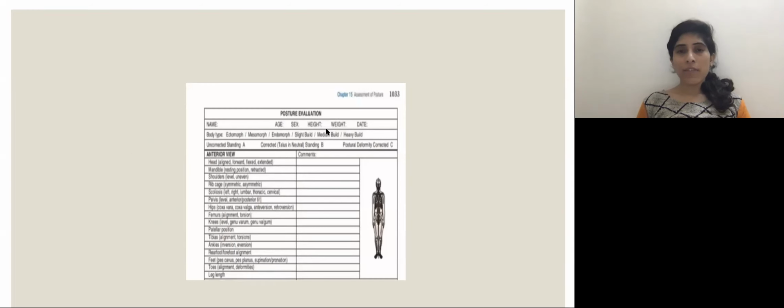So all these evaluations will be noted into the postural evaluation form. In that we have to write about the anterior view. In the anterior view we check the head position, whether it is excessively forward, backward, or tilted to one side. Mandible level will be checked, whether the mandible is excessively anterior or in the backward direction. Then we'll check the shoulder and rib cage.